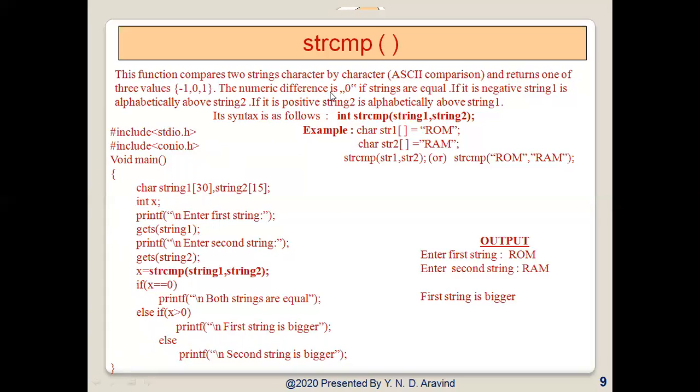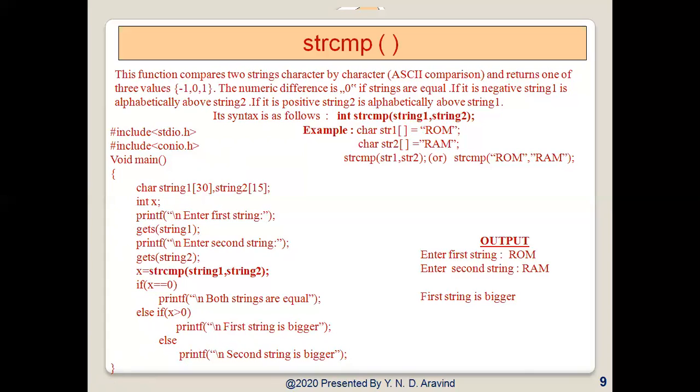So the numeric difference is 0 if the strings are equal. If it is negative, string 1 is alphabetically above string 2. If it is positive, string 2 is alphabetically above string 1. So this is how we are going to compare. That is, this function is used to compare two strings.